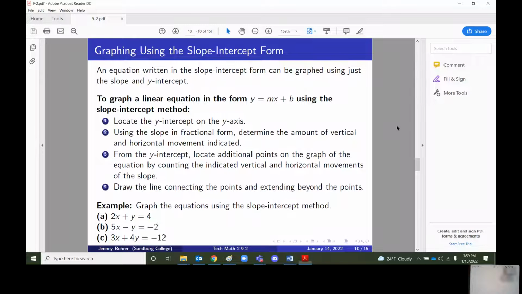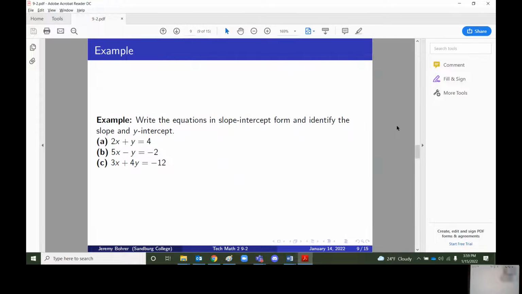In this video, we are going to look at the problems on pages 9 and 10 of the 9-2 slides. We're going to start with this one. Write the equations in slope-intercept form and identify the slope and y-intercept. So we've got three equations, 2x plus y equals 4, 5x minus y equals -2, and 3x plus 4y equals -12.